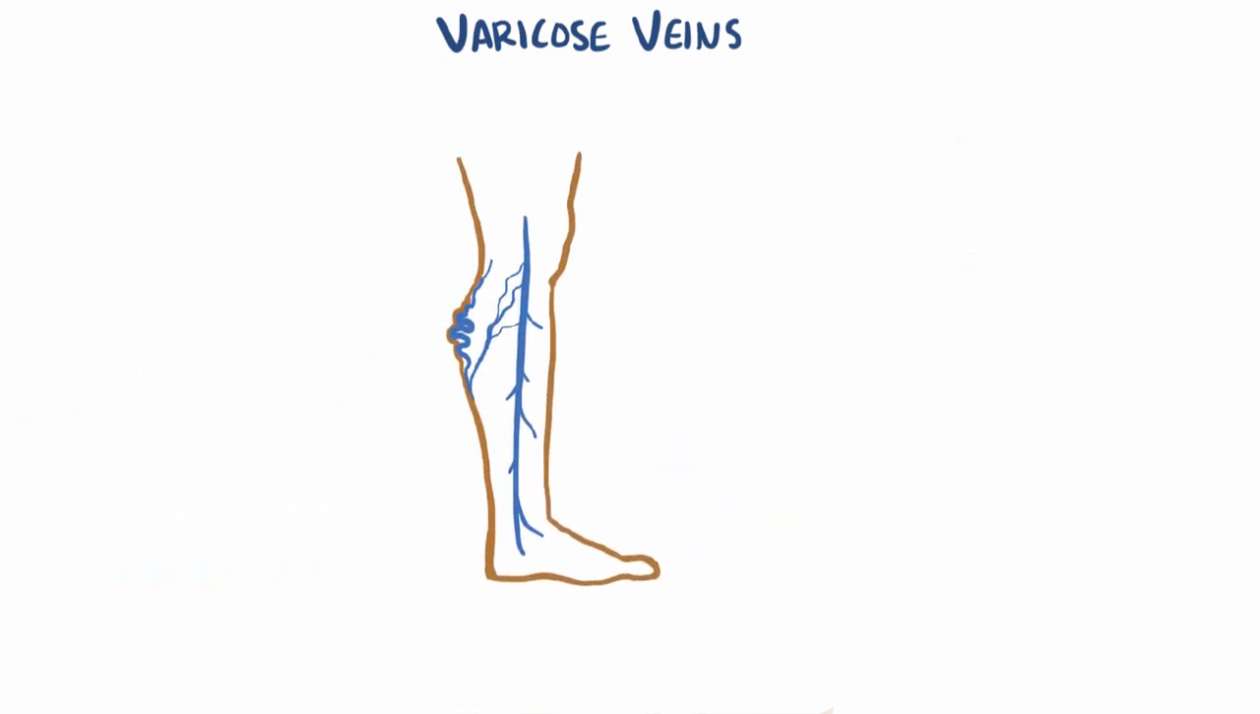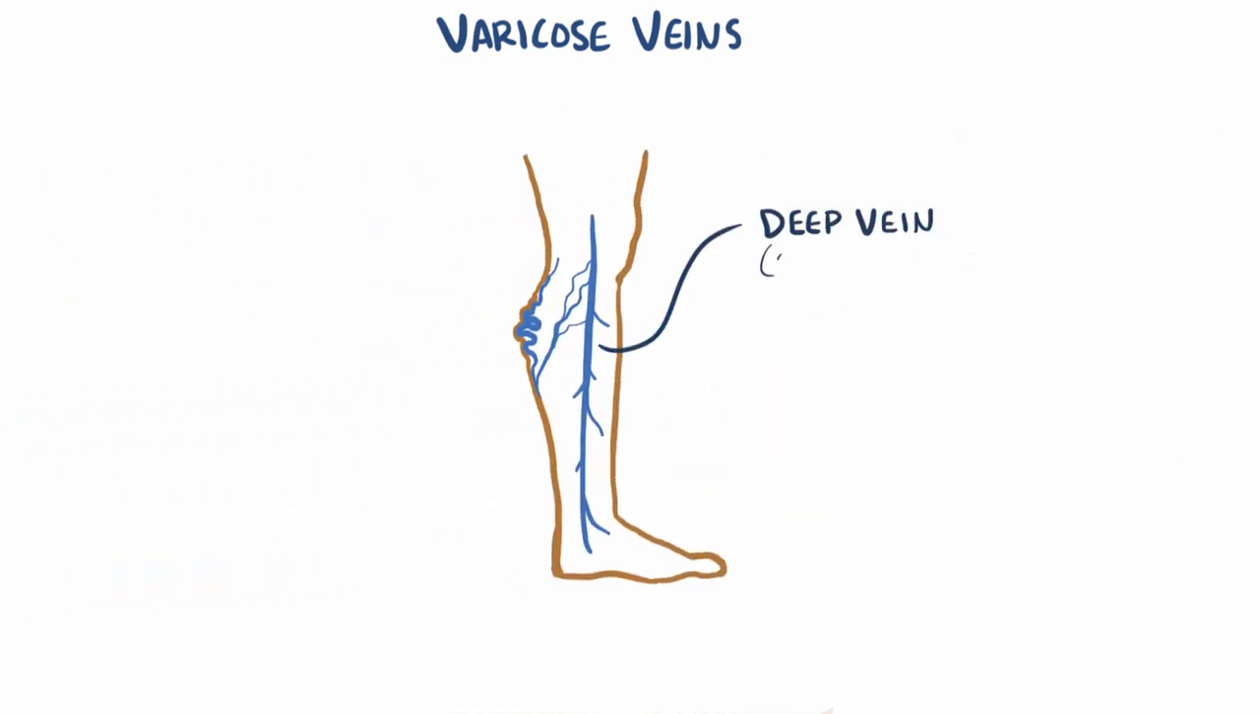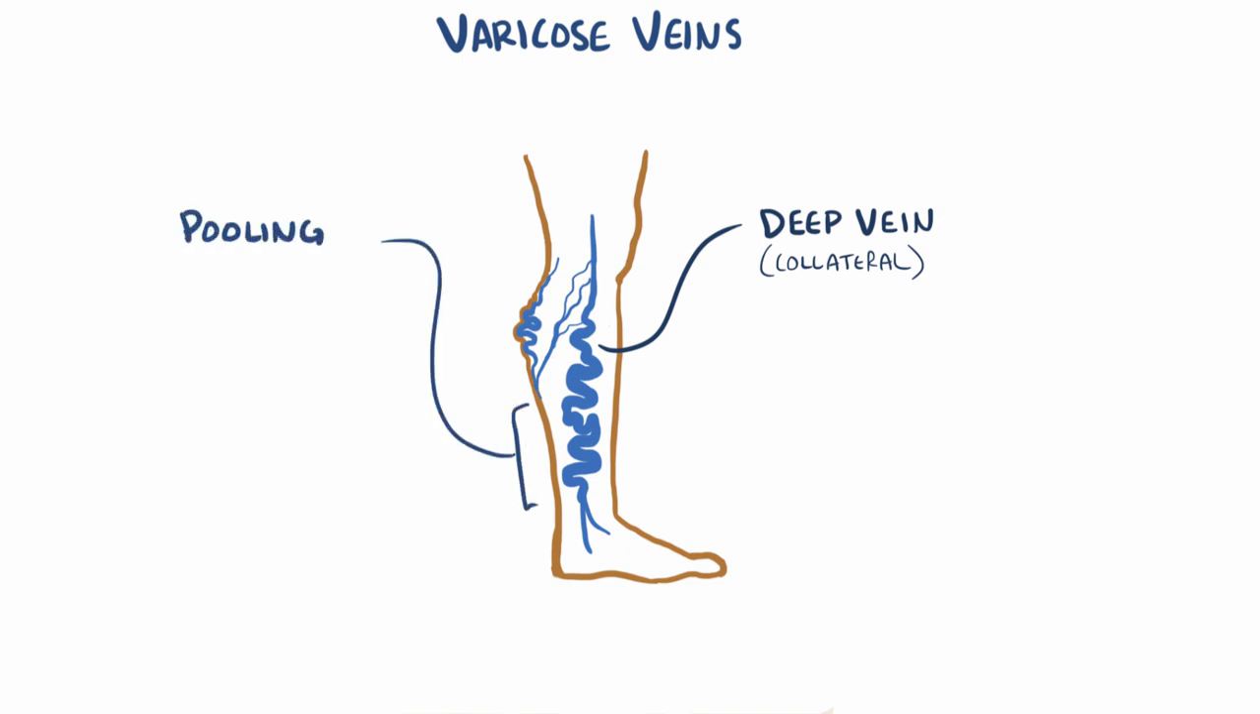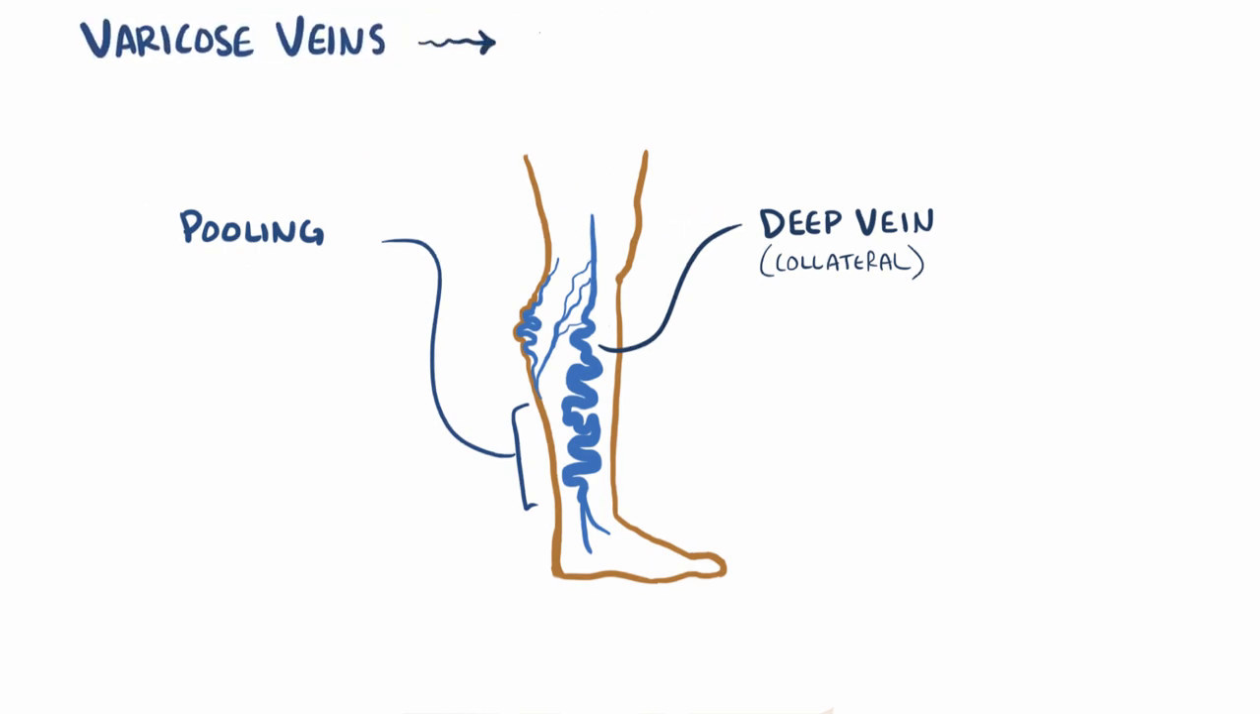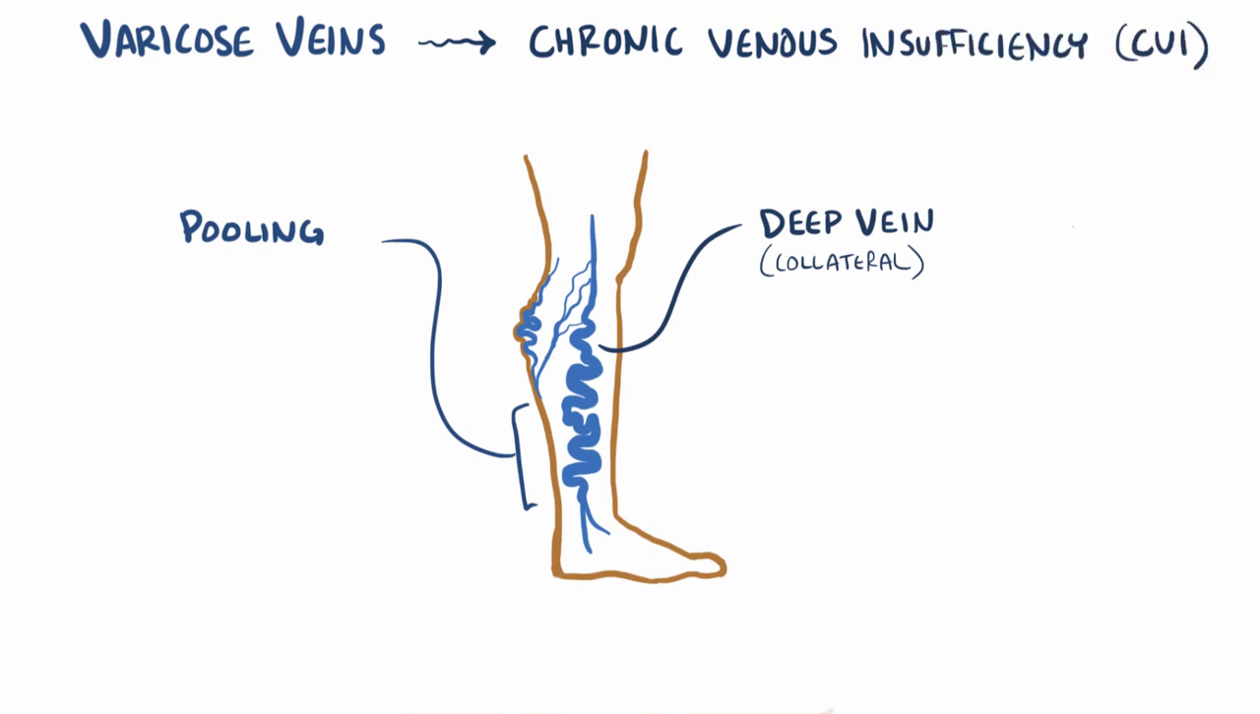Alright, back to the legs. So now the deep veins are acting as collateral veins and taking blood back, right? Over time, those deep veins, though, can be affected as well, resulting in even more pooling of blood in the gravity-dependent parts of the body. If this happens for prolonged periods of time, it progresses to what we call chronic venous insufficiency, or CVI.